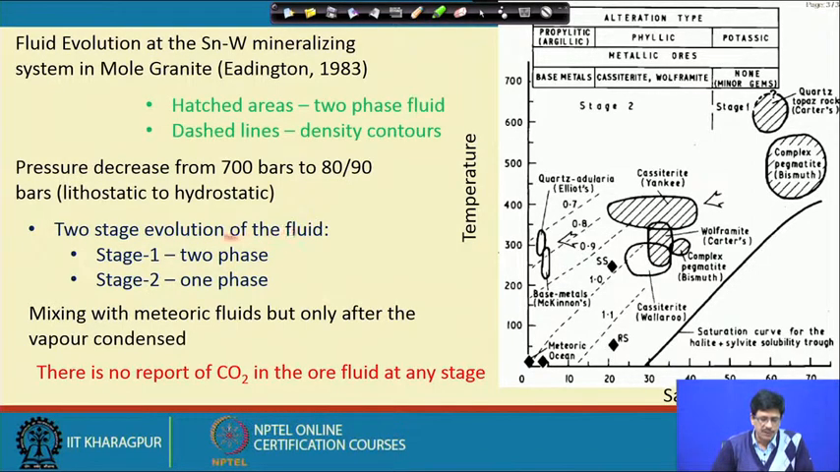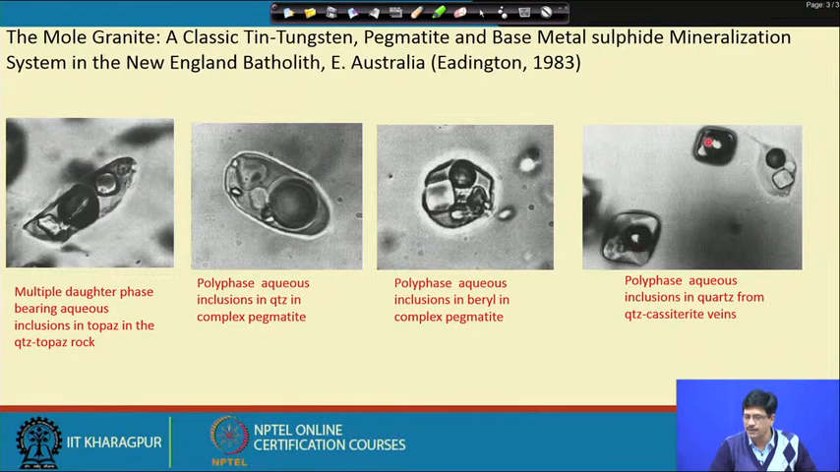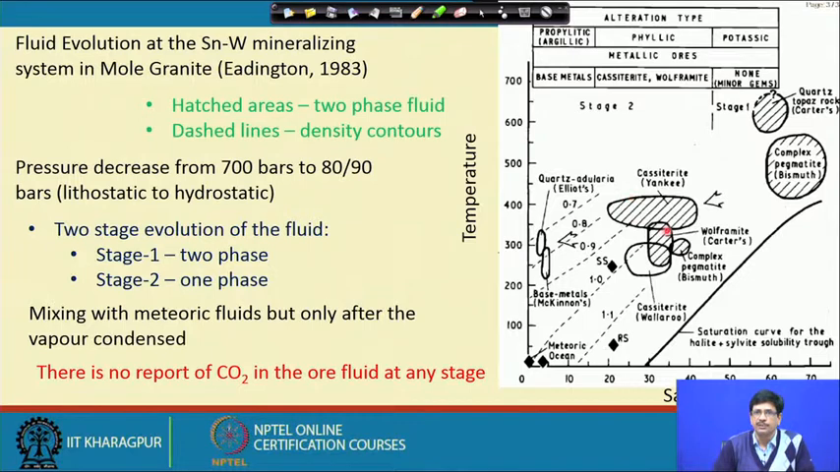And it was a two stage evolution. Stage 1, it was a two phase fluid, and in stage 2, after the condensation of the vapor, it got converted into only one phase. So that means in the lower temperature region, the inclusions were only, like has been shown here, all liquid rich inclusions, sometimes containing daughter crystals with high salinity. Towards the waning phase, to the base metal stage, the fluid changed its condition to a low temperature and low salinity character.